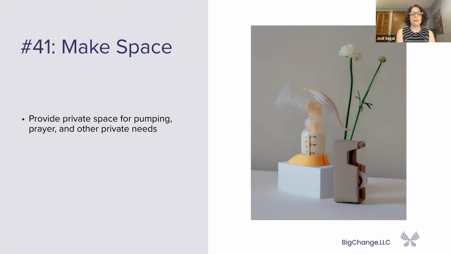Number 41, make space. Employees and guests may need private space during the day to take care of personal needs. Equip each office or meeting room with a lock and window shades to ensure that there are options for pumping, prayer, changing of clothes, and other needs.